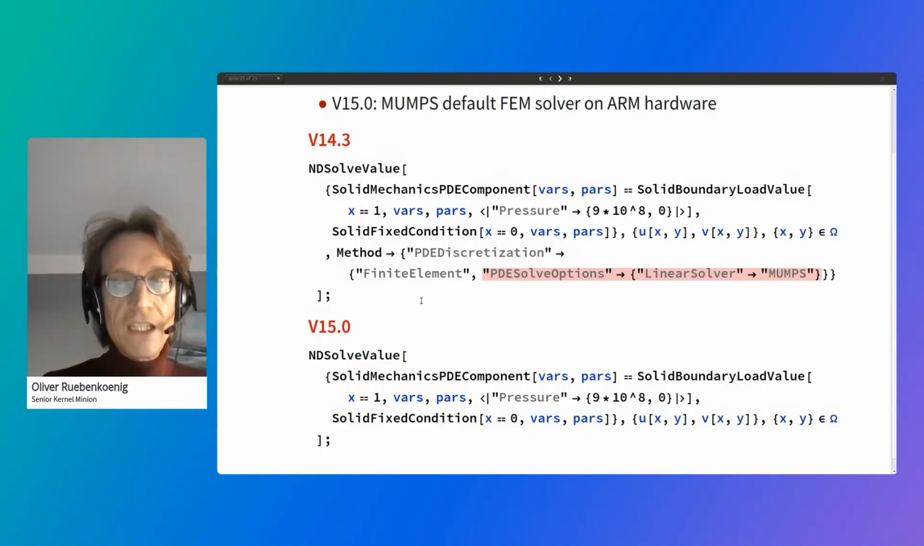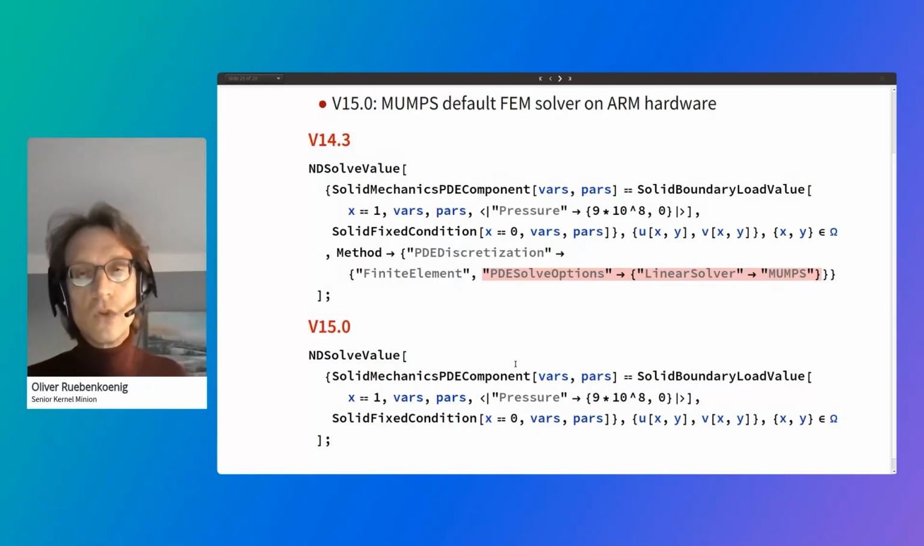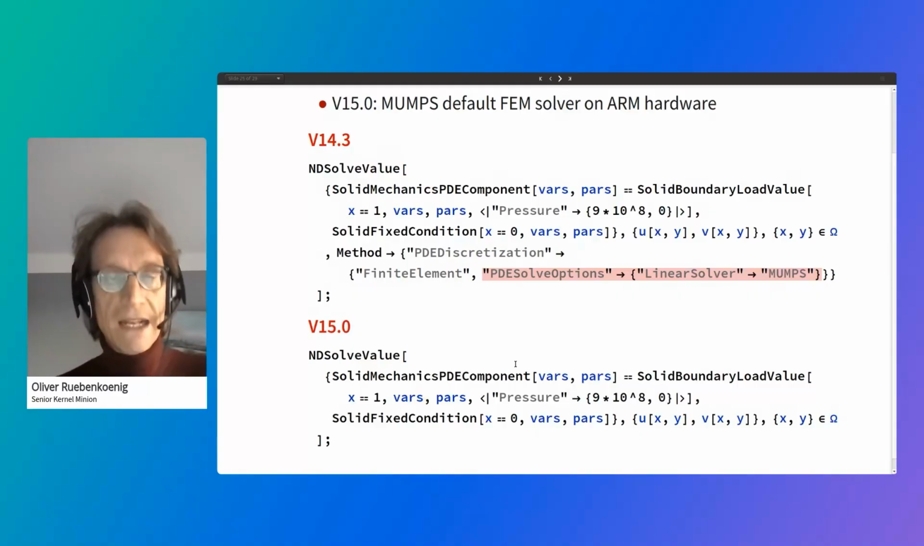But in version 15, we've made this fully automatic now. In version 15, you can call this piece of code, and it will detect that you have Mac ARM hardware or any ARM hardware, and we will use the MUMPS solver automatically for ARM hardware. Yeah, that's just one thing to be aware of.